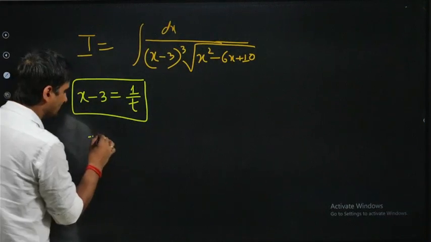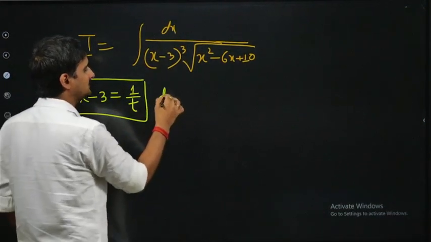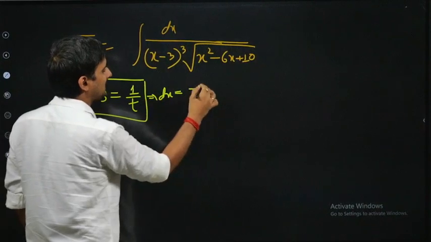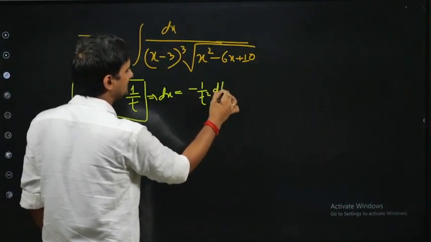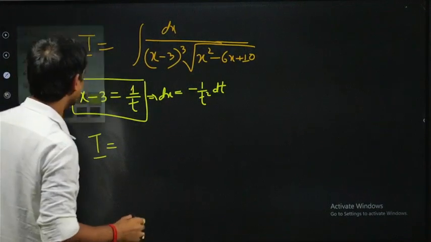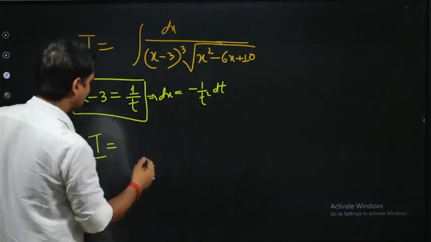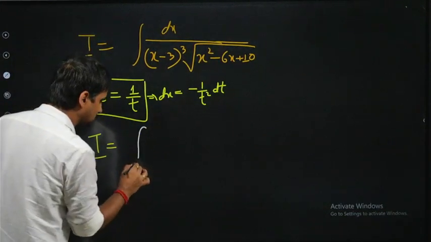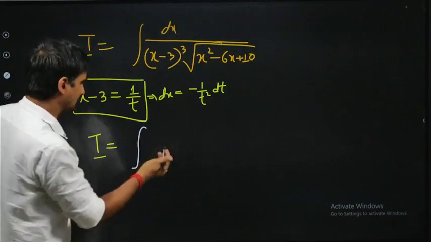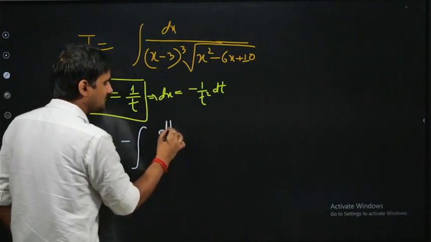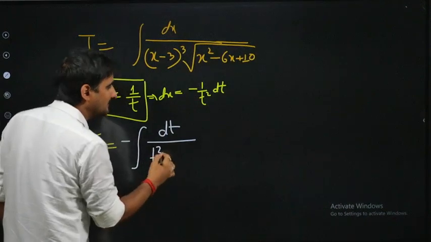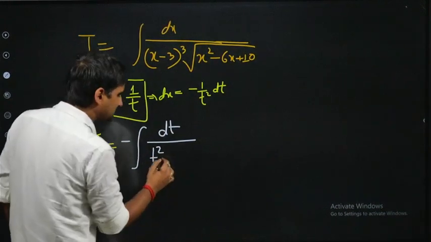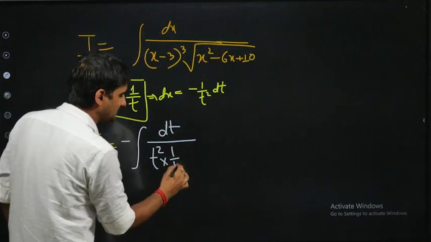Let's move ahead. So I is equal to, of course, dx replaced by minus 1 by t square dt. Let's see how it helps us. That's what I thought when I was trying to solve this question, and then I could solve it. So it's dt over t square for dx, and x minus 3 is 1 by t, so 1 by t cube.